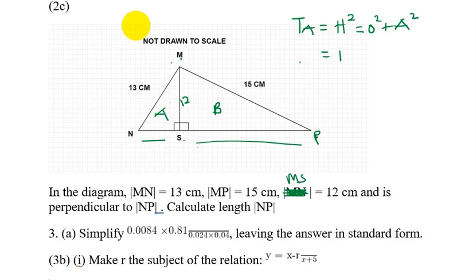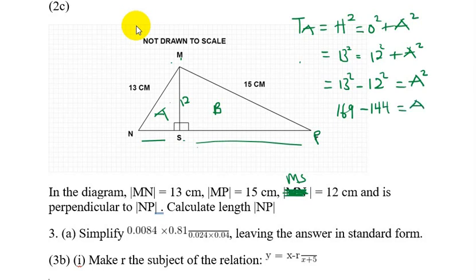Now we know the hypotenuse will be 13, so 13 squared is equal to 12 squared plus a squared. So 13 squared minus 12 squared is equal to a squared. 13 squared is 169 minus 144 equals a squared. When you subtract, you get 25 equals a squared. If you square root both sides, you get a equals 5 centimeters. So this side is 5 centimeters.